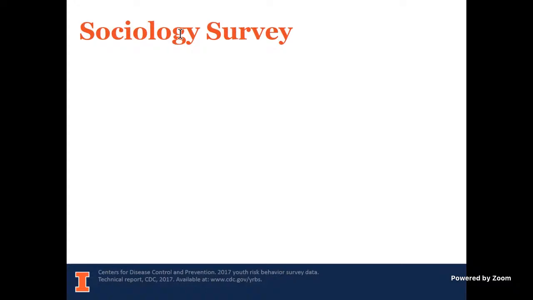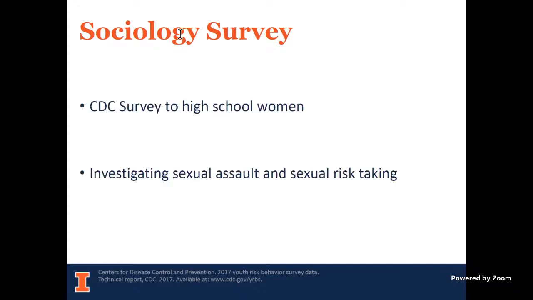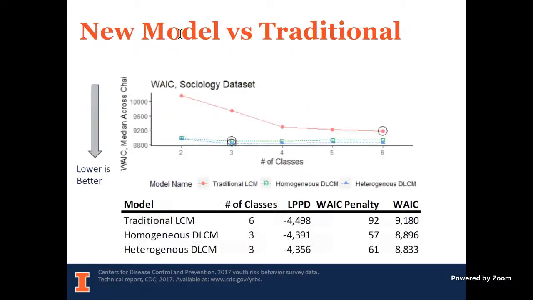Our third example, which we'll get into in a little more detail, is a sociological survey. This is a CDC survey of high school women called the YRBS survey. Here we're specifically looking at the questions related to sexual assault and sexual risk taking. If we take a look at the goodness of fit, again, it's much less complicated with a better goodness of fit, and we see that our best model uses three classes.